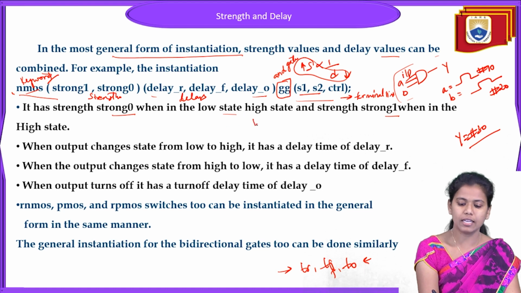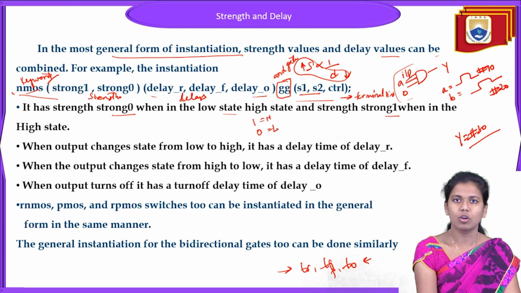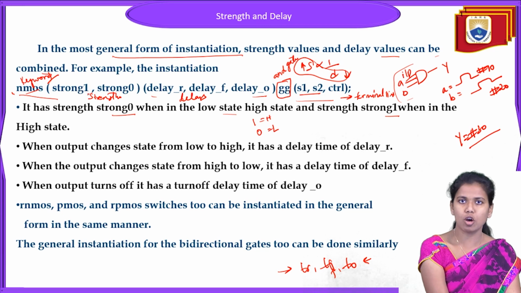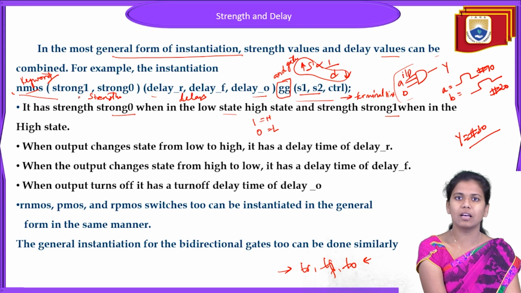Usually we will represent the high state as 1 and low state as 0, isn't it? So here I have a signal strength represented with strong 1. So my signal is in the high state. So strong 1, and then follows strong 0. Strong 0 is nothing but the low state.